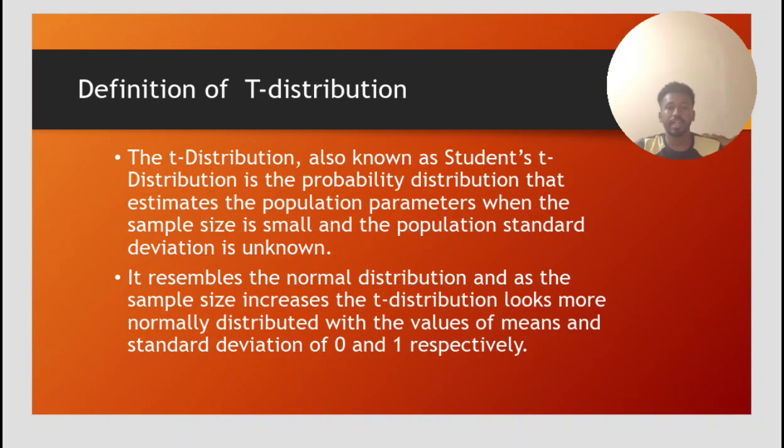So, definition of t-distribution. The t-distribution is the probability distribution that estimates the population parameters when the sample size is small and the population standard deviation is unknown. It is also known as the student's t-distribution, and it resembles the normal distribution. As the sample size increases, the t-distribution looks more normally distributed, with the values of mean and standard deviation of 0 and 1.